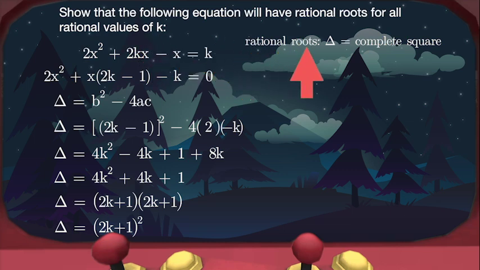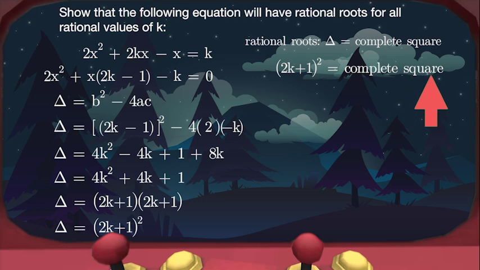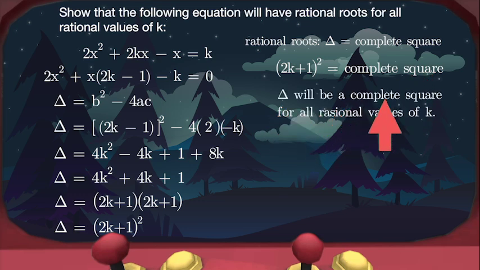So to get rational roots, delta has to be a complete square. And delta is 2k plus 1 in brackets squared, which is a complete square. So therefore we can just write delta will be a complete square for all rational values of k, because it doesn't matter what rational value k is, it will always have to be squared, and therefore it has to be a complete square. And that is all there is to it.